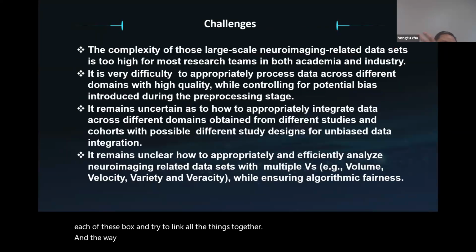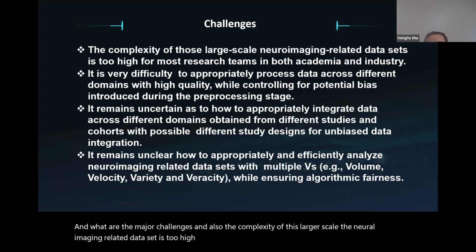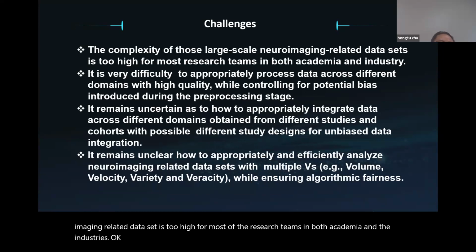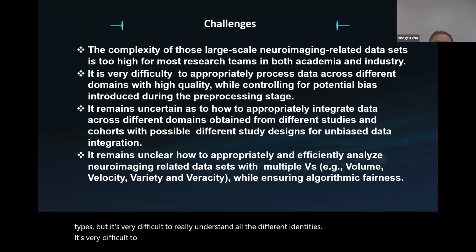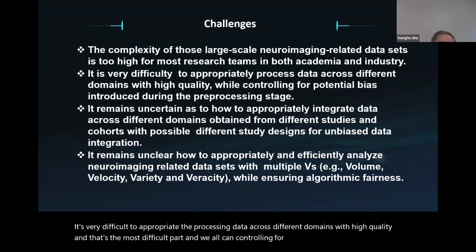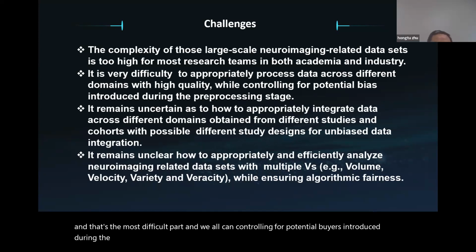And what are the major challenges? The complexity of this large-scale neuroimaging-related data is too high for most research teams in both academia and industry. In many cases, you are good at one data type or two data types, but it's very difficult to really understand all the different data types. It's very difficult to appropriately process the data across different domains with high quality. That's the most difficult part, while controlling for potential bias introduced during the pre-processing stages.